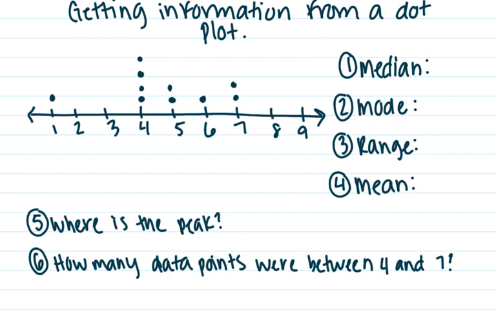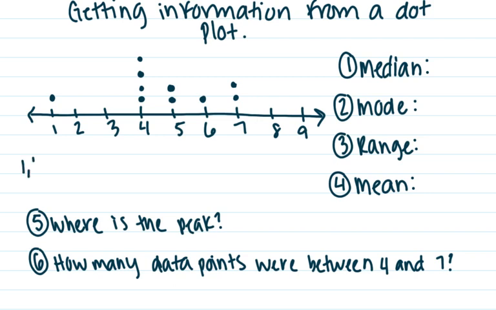So let's pull some information off of this. First of all, they're asking for the median, the mode, the range, the mean. We can do this on the dot plot. So let me give you a couple ideas of how to do this. First of all, for the median, my dots are already in order from least to greatest. I can write the data out.